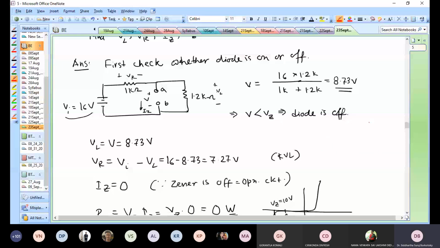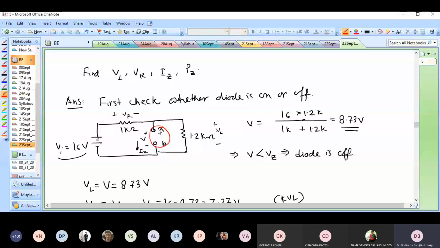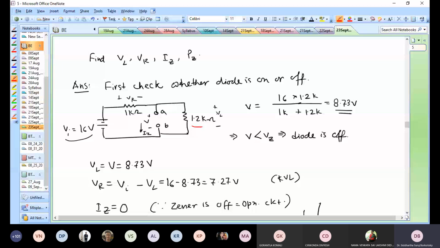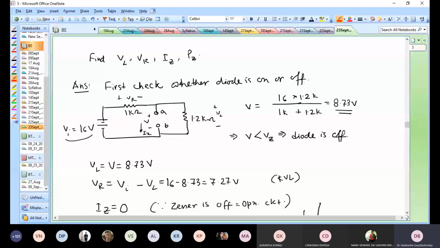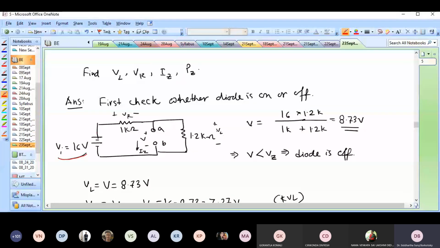Basically what I want is the voltage across these terminals A and B. So what is that voltage? That voltage is nothing but the voltage across this 1.2 kilo ohm resistor. But what is the voltage across the 1.2 kilo ohm resistor? That voltage is the product of the current flowing through the resistor times the resistance itself. V is equal to I times R, right? So what is the current flowing through the resistor?